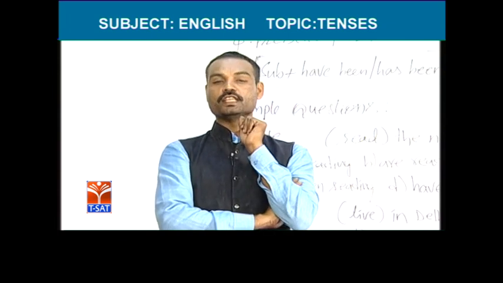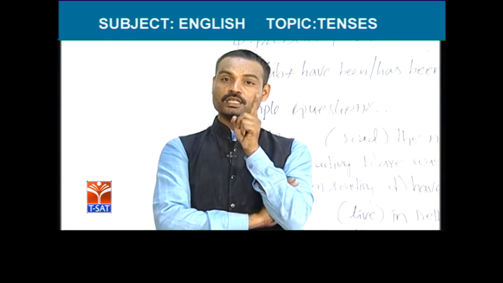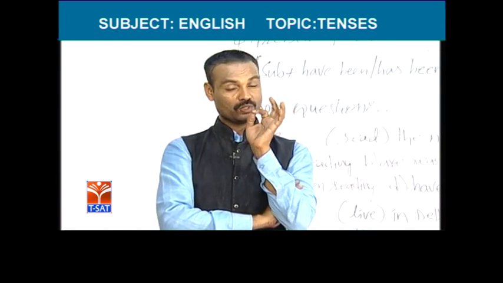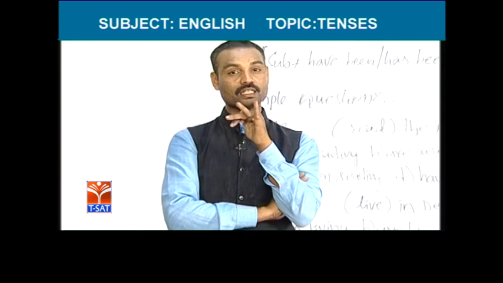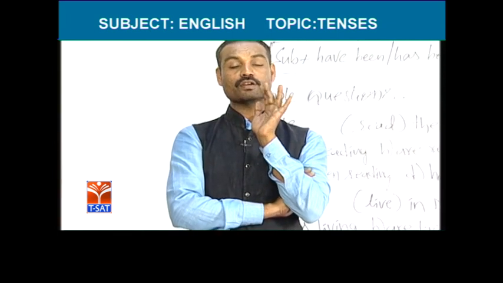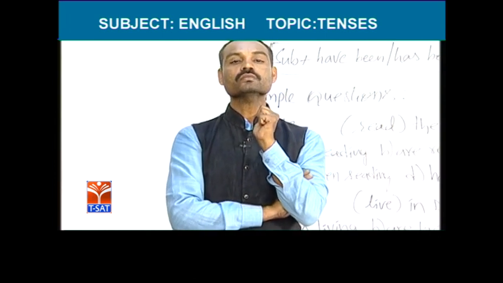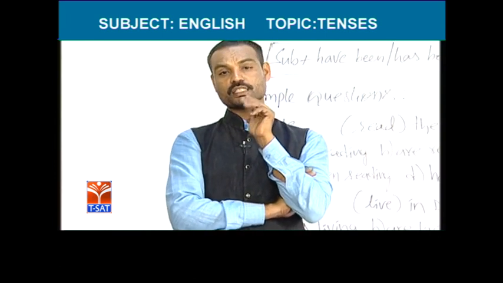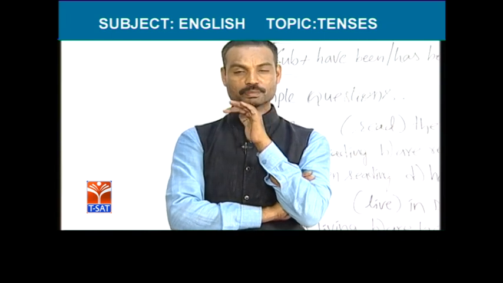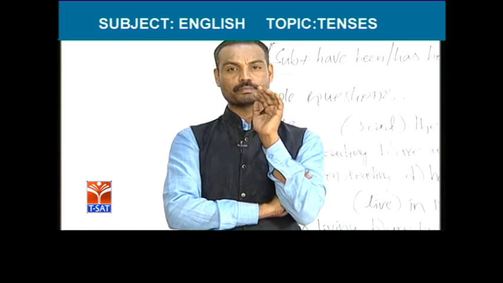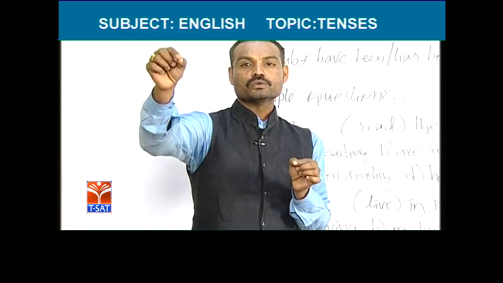Okay friends, in simple past, there is only one helping verb, that is did. Only one helping verb, that is did. In negative sentences, in interrogative and negative interrogative sentences only we should use did. So I have already told you that in every tense there will be 4 types of sentences: positive, negative, interrogative and negative interrogative.